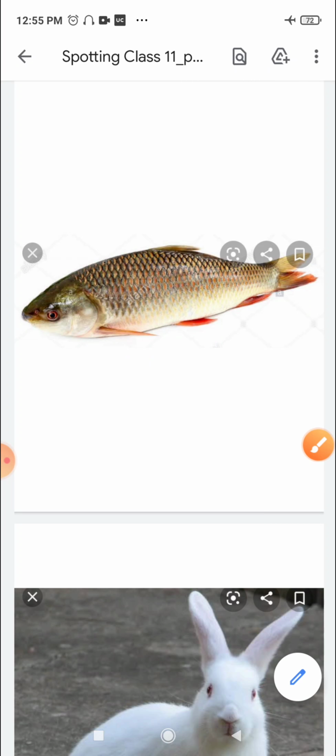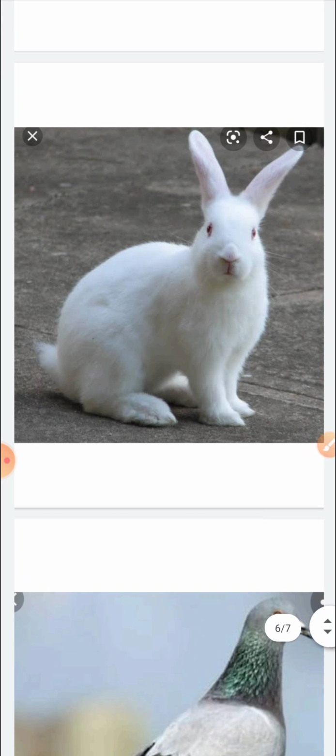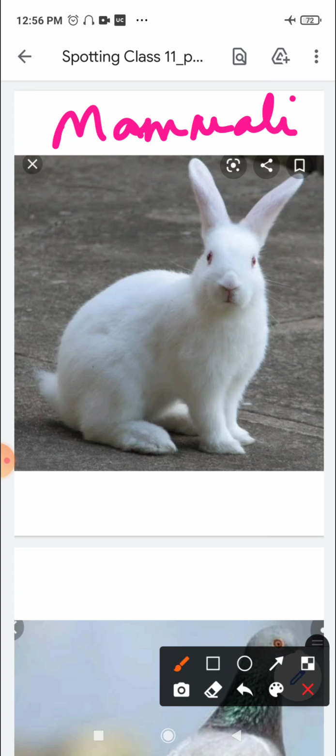So that's about the fish, and we move to our next very sweet organism, which is the rabbit, right? Rabbit again belongs to phylum Chordata, subphylum Vertebrata, and class Mammalia. It lives in fields, makes burrows, and feeds on vegetation.